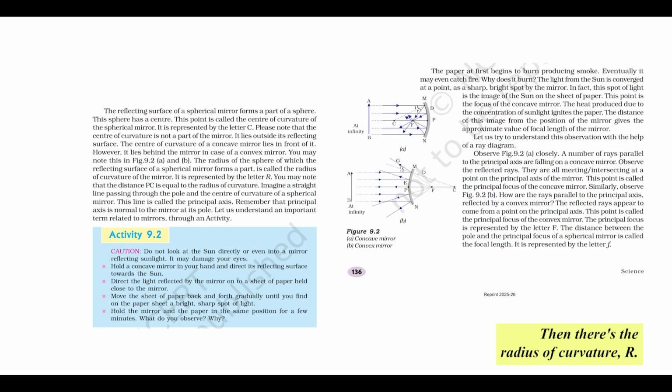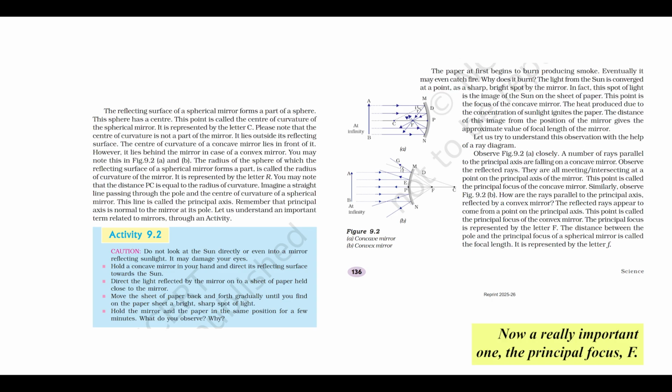It does. Then there's the radius of curvature, R. This is just the radius of that original imaginary sphere. It's the distance from the pole, P, to the center of curvature, C. So R is the distance PC. The principal axis is a very important imaginary line. It's the straight line that passes right through the pole, P, and the center of curvature. So think of it as the main axis of symmetry for the mirror.